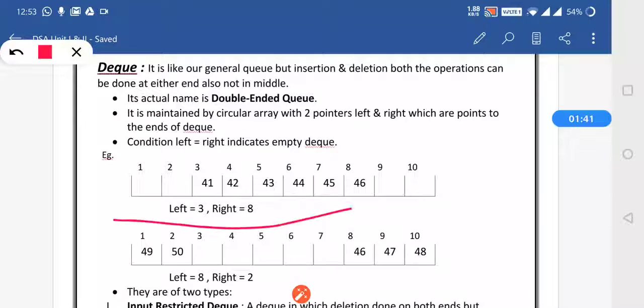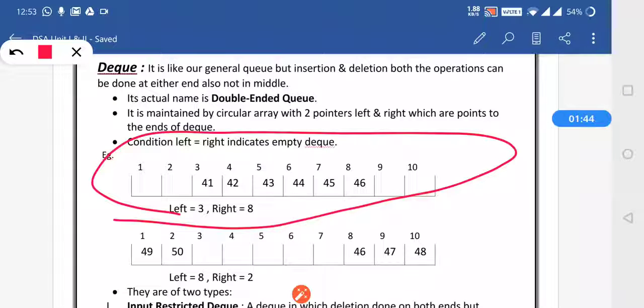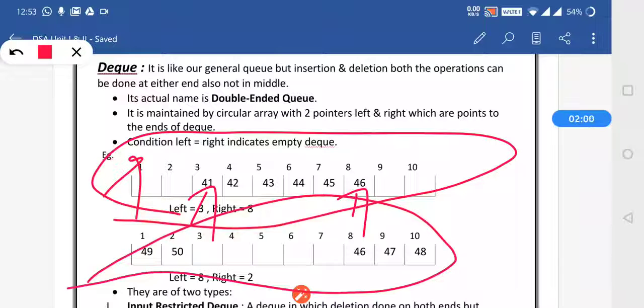Now we can see this particular example. This is one particular queue where at the various locations the numbers are stored. So left is present at this 3rd memory location and right is present at the 8th memory location. Whereas in this particular queue, left is present at the 8th position and right is present at the 2nd position. Why? Because already we have said in this definition that insertion and deletion can be done from either end, not from both. So that is the main thing.